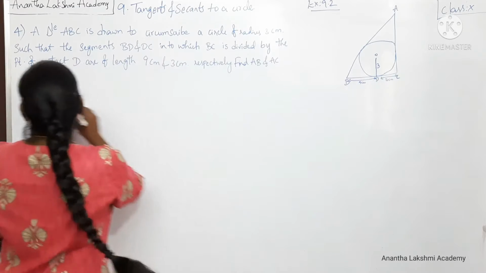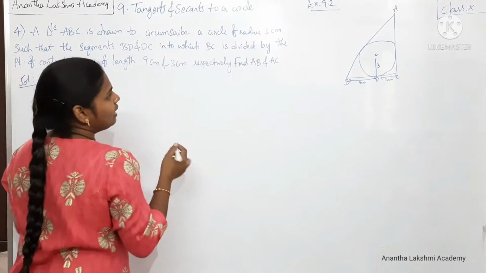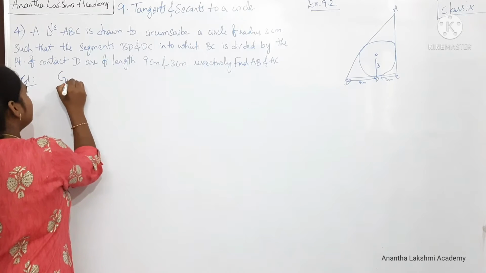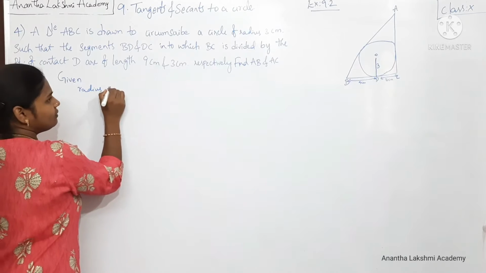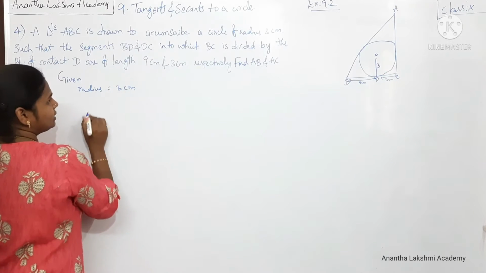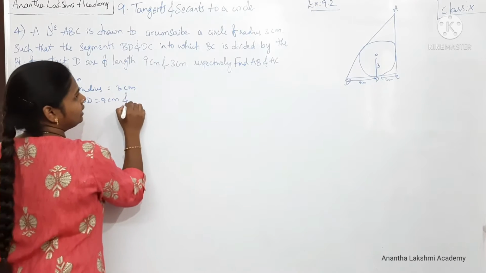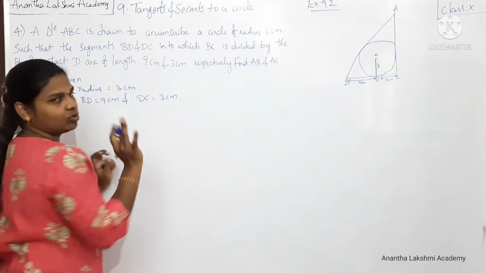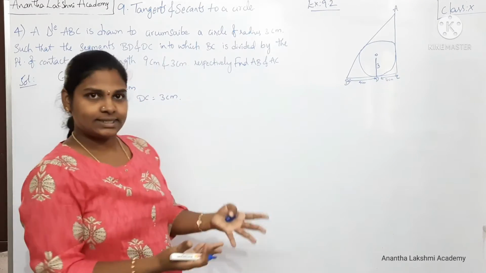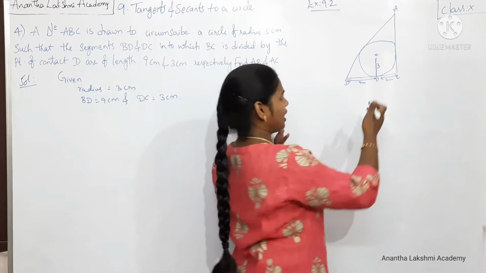Alright, so let's get started with the solution. What is given for us? Given radius of a circle is equal to 3 centimeters. BD is equal to 9 centimeters and DC is equal to 3 centimeters. This is what we know. Now let us look at the figure and try figuring out what we know and what we can derive from this.